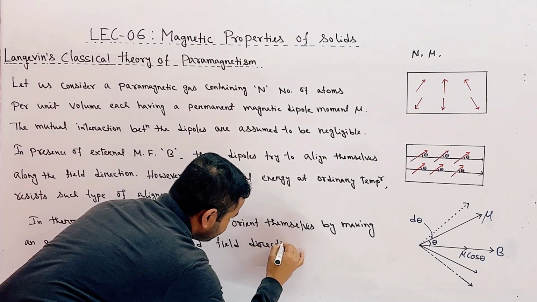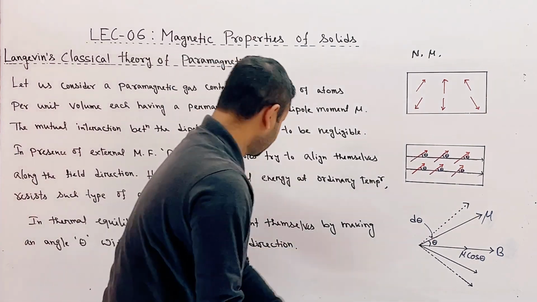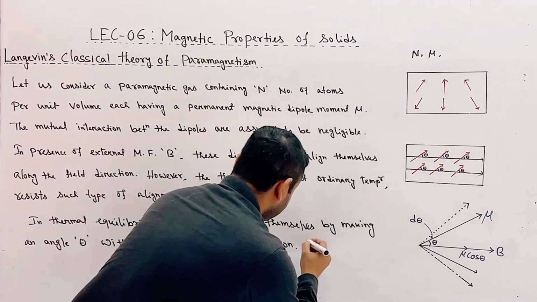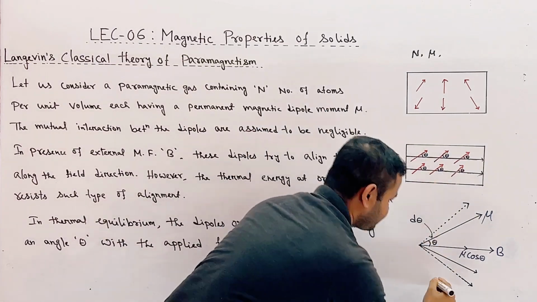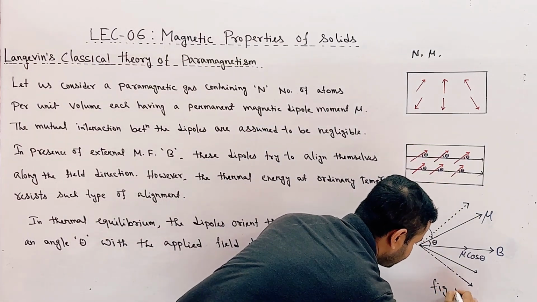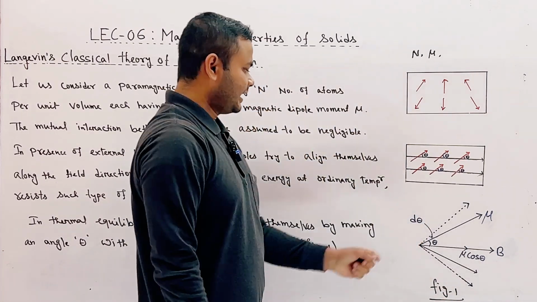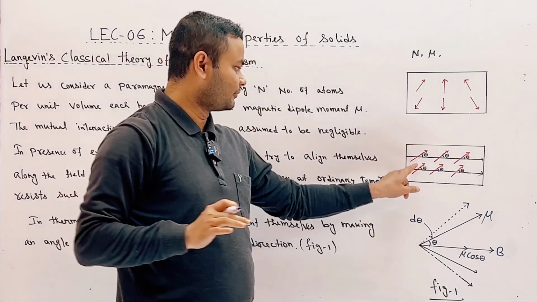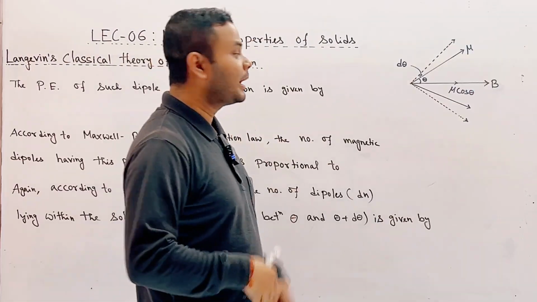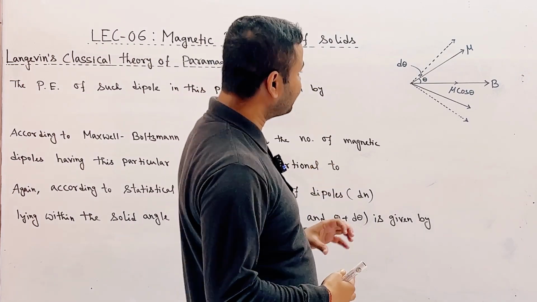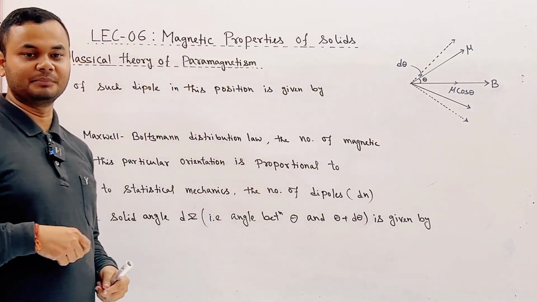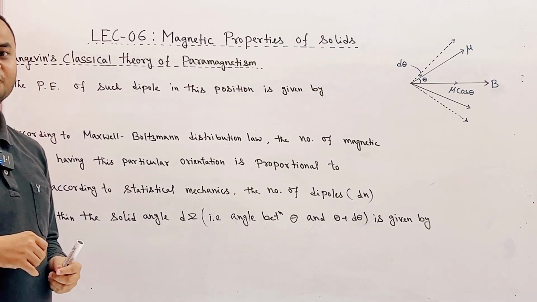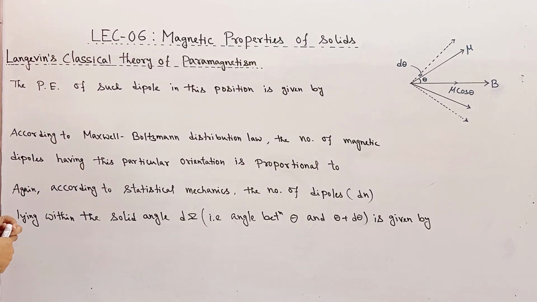Suppose figure number 1 like this. Here I am showing only one atomic dipole. The potential energy of the dipole in this position is given by E equal to minus mu dot B, which is equal to minus mu B cos theta. Now let me mention this point.